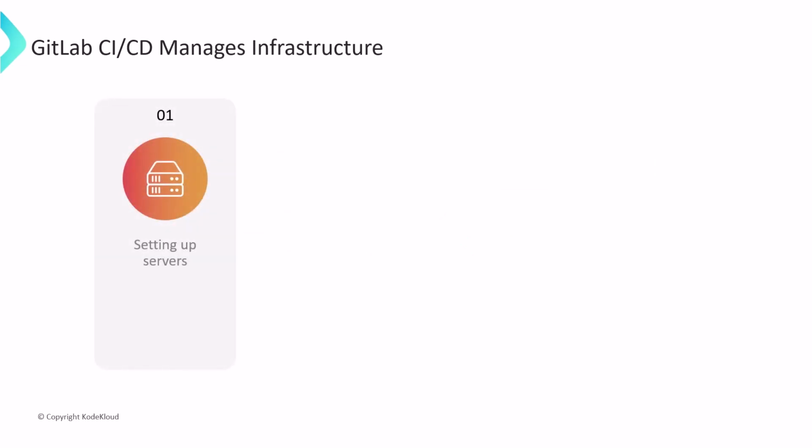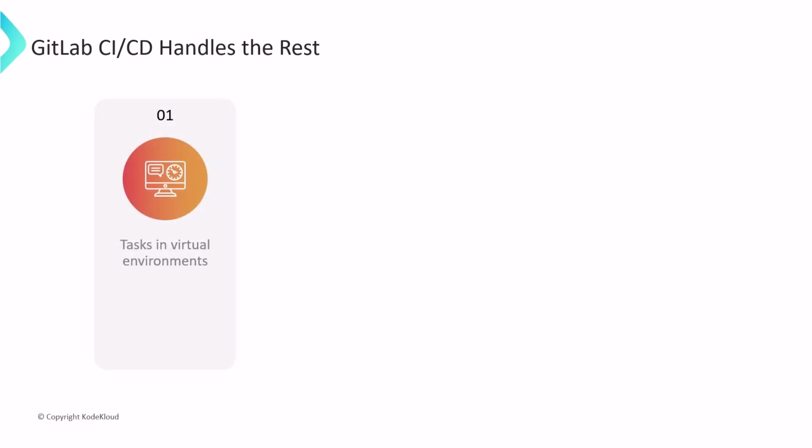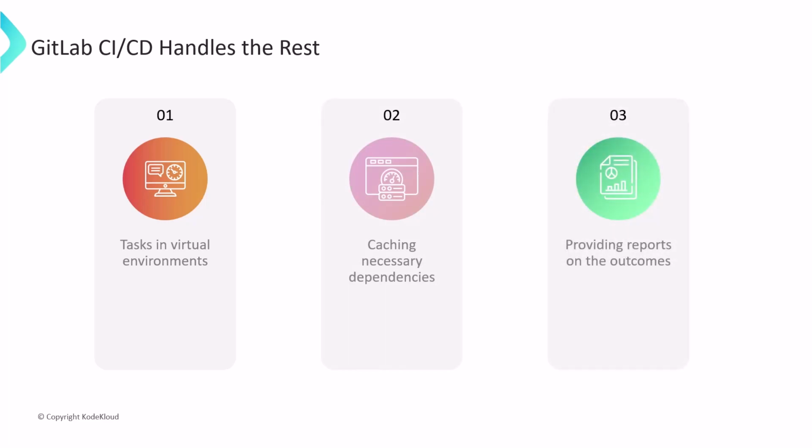Another advantage of SaaS runners is that GitLab manages the infrastructure for you, which includes setting up servers, scaling resources, and also managing the execution environment for your workflows. So your task is to write the workflow configuration, which is basically in YAML format, and GitLab CI/CD handles the rest of the stuff. This includes executing your tasks within a newly provisioned virtual machine for each job, caching necessary dependencies, and also providing reports on the outcomes.